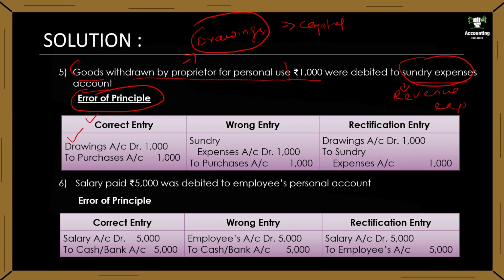Drawings account debit to, here instead of money he is taking goods. From where will he take the goods? From the purchases he had made. Okay, so to purchases account 1000. When you purchase goods, purchase is an expense, it will be debited. When you withdraw goods, it should be credited. Purchases account. Okay, this is particularly for goods withdrawn by proprietor for personal use.